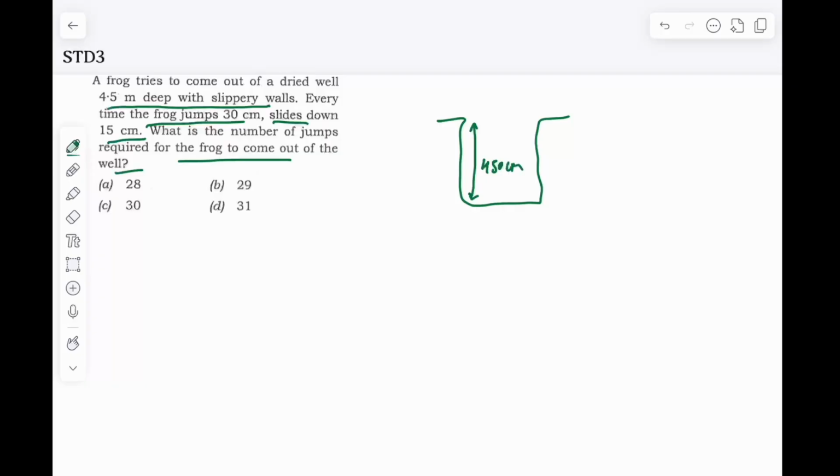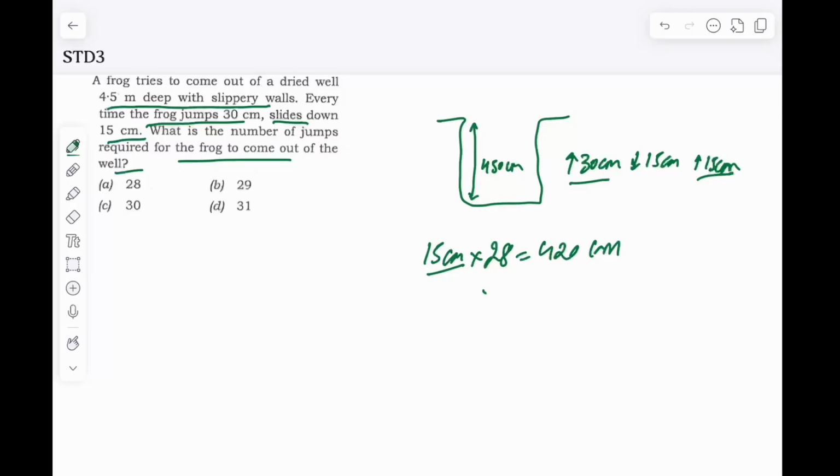Every time he jumps 30 centimeter, he slips 15. So effectively he's just jumping 15 centimeter. But this is up to the point when he jumps last, when he doesn't have to slip back because he's crossed it. So basically 15 centimeter I have to get, and that comes around in 28 jumps. I'll get around 420 centimeter.